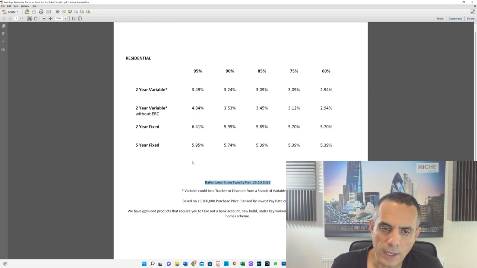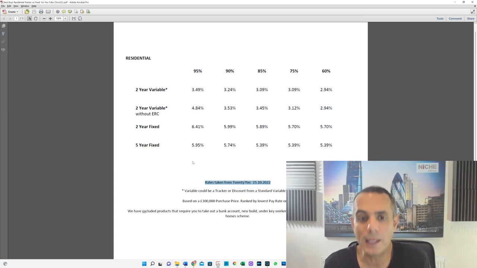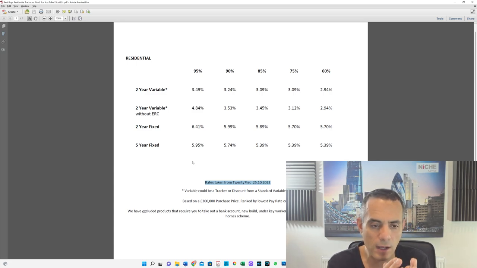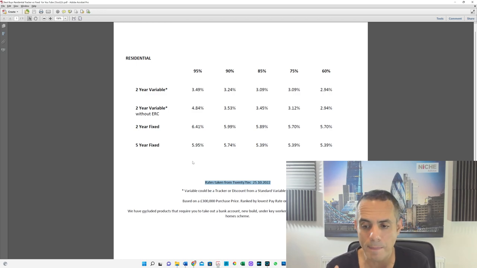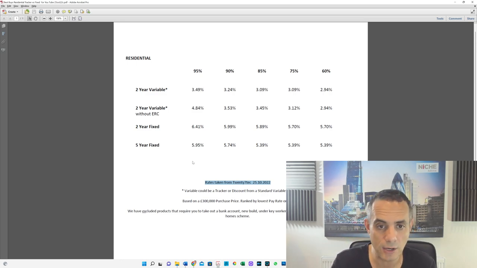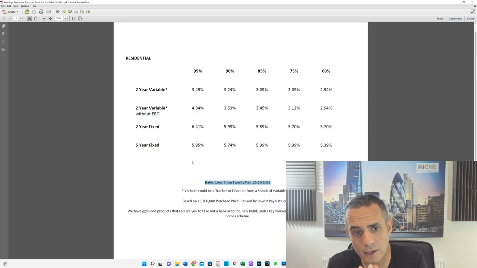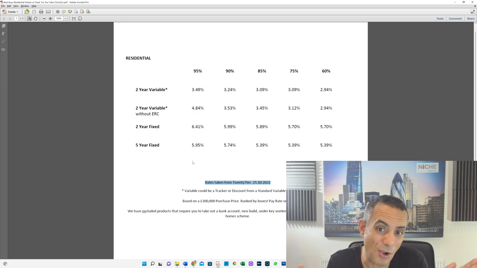Right, so let's have a look at it. Two-year variable, so you've got two-year variable with or without early repayment charge. So what an early repayment charge is, very simply, is basically if you're in a two-year period, three-year period, five-year period, you generally have a penalty to get out of that. So if you want to sell or you want to refinance somewhere else, then you generally have to pay an early repayment charge.